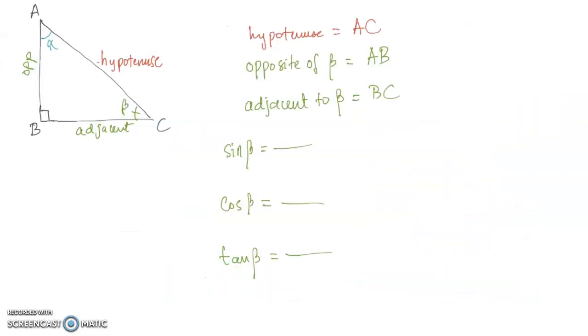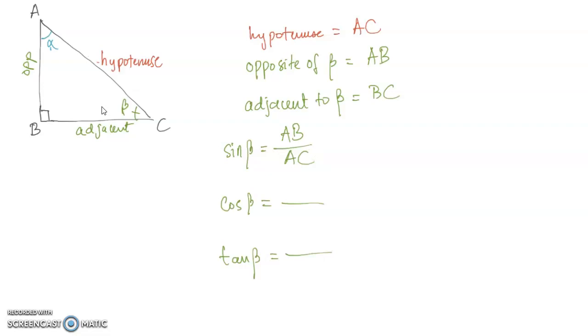Okay, so for this one the hypotenuse is AC, it never changes. For the angle beta here, the opposite of beta is this side, AB, and adjacent to beta is BC. You just have to follow the formula. So sine would be the opposite of beta, which is AB, divided by the hypotenuse, AC.